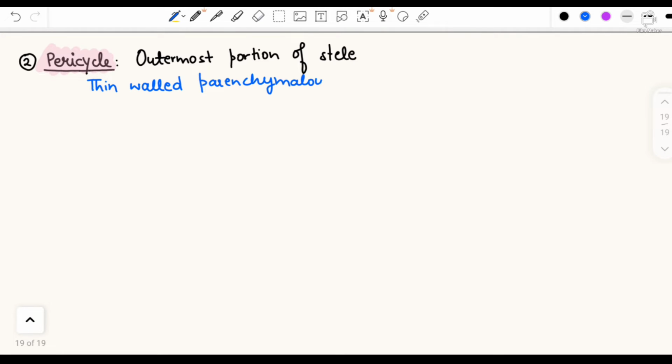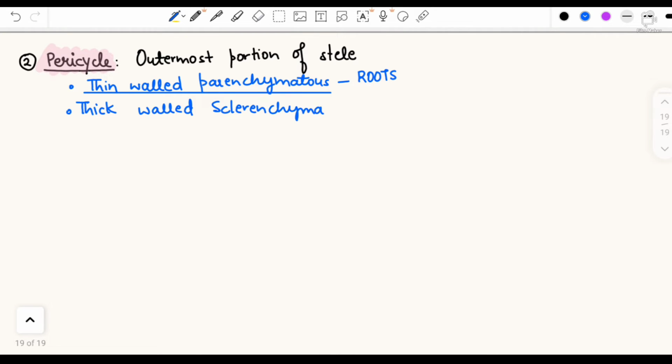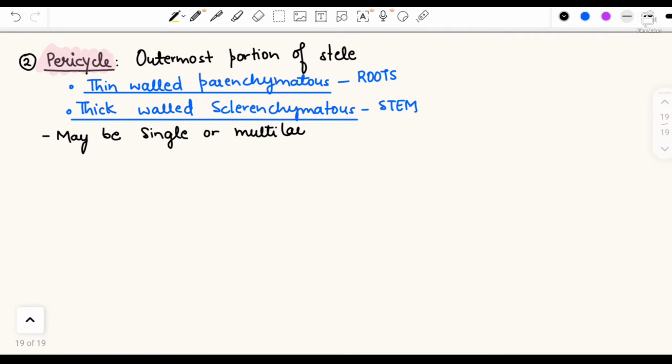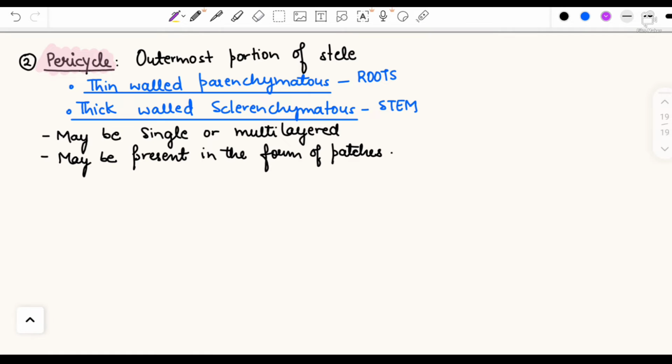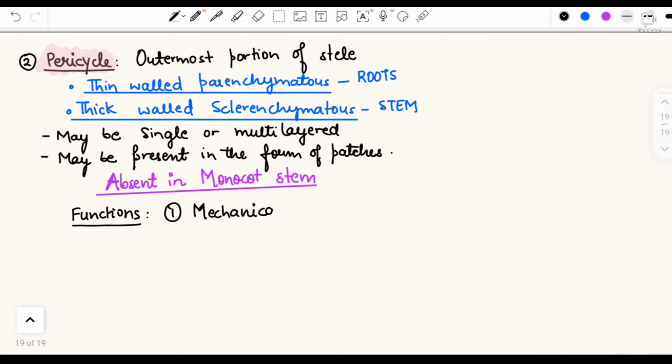The pericycle is the outermost portion of the stele. I told you the stele is the region which comprises pericycle, vascular bundle and pith. So in the stele, the outermost portion is the pericycle. It's thin-walled parenchymatous in roots, and thick-walled sclerenchymatous in stem. It may be single or multi-layered, and it may be present in the form of patches as well. It is absolutely absent in monocot stem, as monocot stem lacks a ground tissue system. So in monocot stem there is no endodermis, no pericycle, no pith. Okay, and the pericycle is parenchymatous living in roots, and it's dead mechanical in stem.